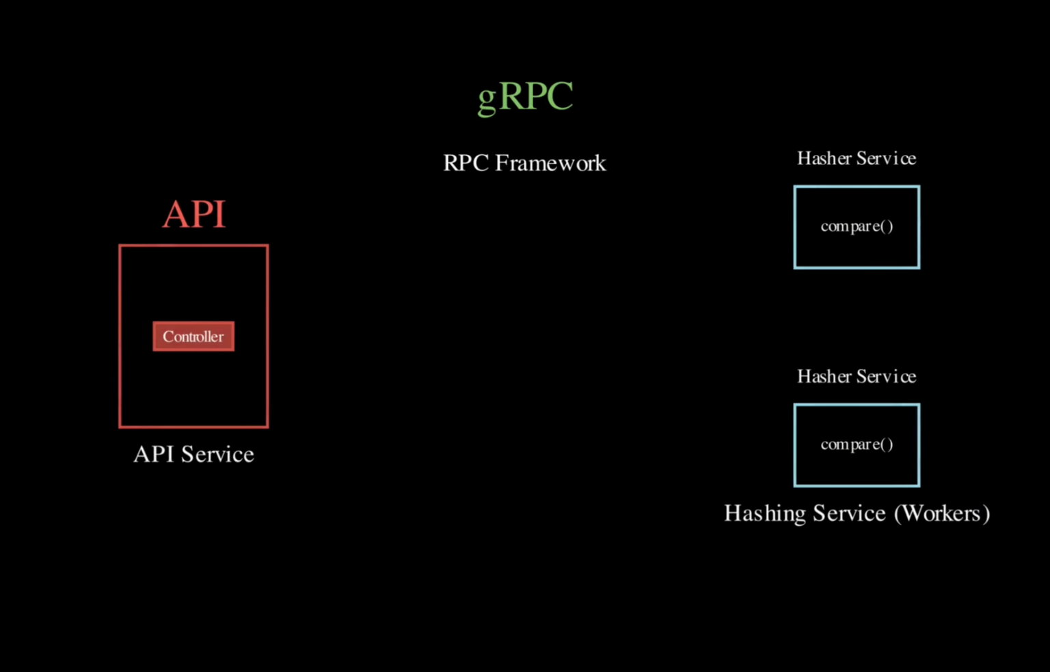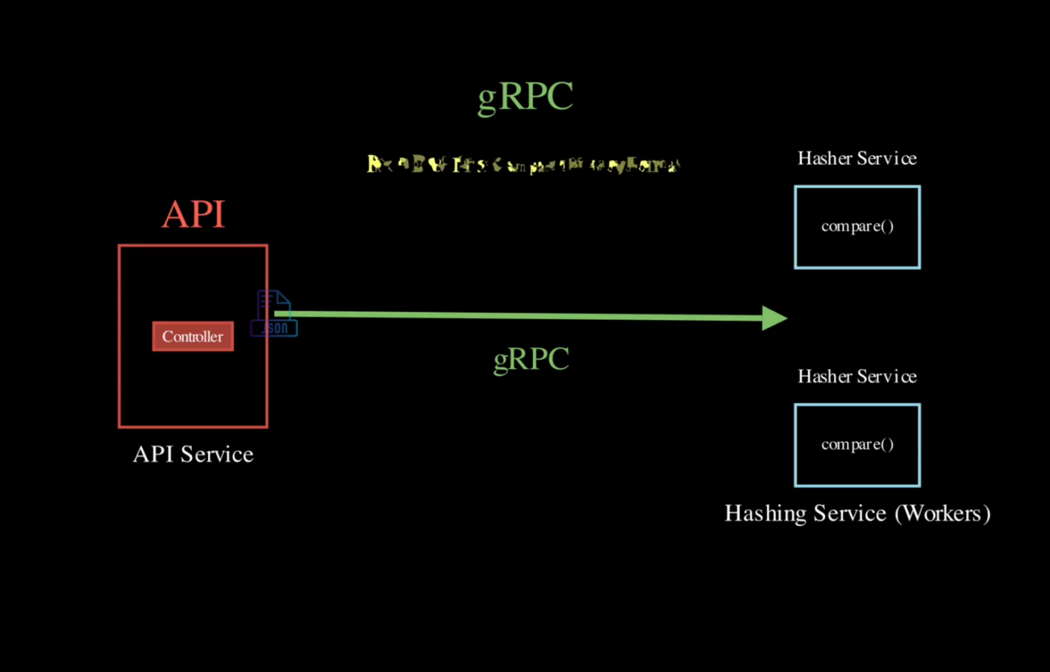gRPC is a high-performance, open-source RPC framework developed by Google. It allows services to communicate with each other directly, using strongly typed contracts defined in a protofile. Instead of exchanging plain JSON over HTTP, gRPC uses protocol buffers, a compact binary format, making communication much faster and more efficient. The first step is to define the contract within a protofile.